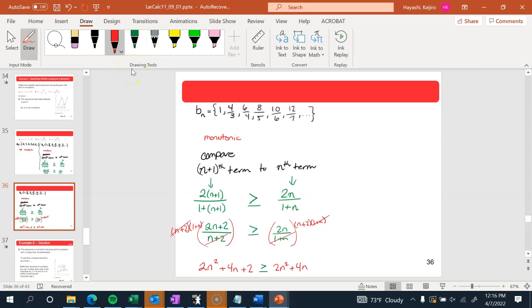And you've got a 2n squared and a 4n on both sides, so you can actually simplify that inequality to be 2 is greater than or equal to 0, which is true, which means that the whole inequality this whole time has been true, that the n plus 1th term is indeed greater than or equal to the nth term. So it is monotonic, and because it's increasing, the next term is always going to be bigger than the previous one.